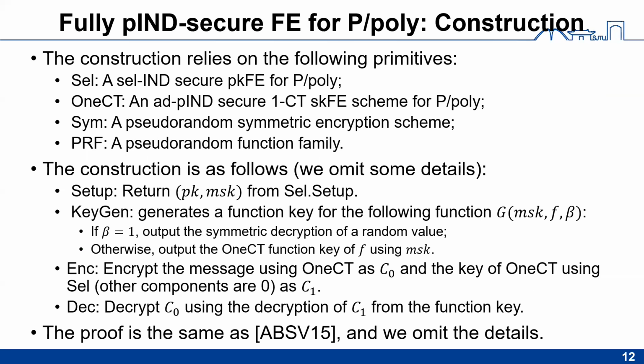We use the ABSV15 generic transformation, which can be extended into P&D security, so that we can construct an adaptive P&D secure FE scheme for P/poly from a selective IND secure FE for P/poly, given an adaptive IND secure one-CT private key FE for P/poly, a symmetric encryption scheme, and a pseudorandom function family. Now we only need to prove the existence of an adaptive P&D secure one-CT private key FE.